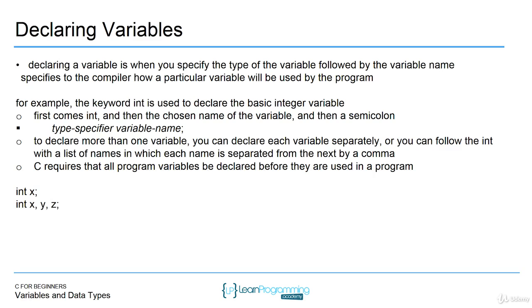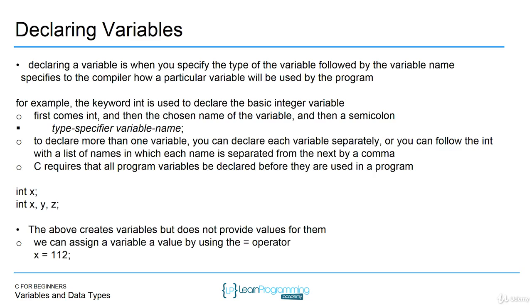Another example, if you wanted to create multiple variables on the same line, you can separate them by commas. So in this example, we have 3 variables of type int named x, y, and z. And this is called declaring variables. We haven't assigned any data to the variables. We just said this is the variable that exists. And what will happen in the program is the program will create those 3 variables in memory, but there's no values for them yet. You can assign a variable a value by using an equal operator.